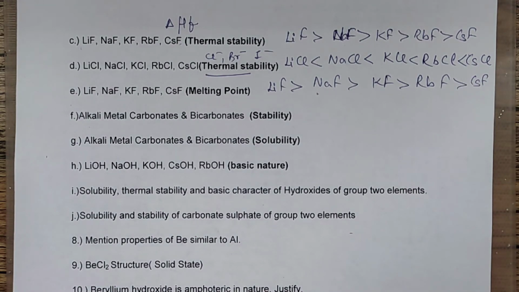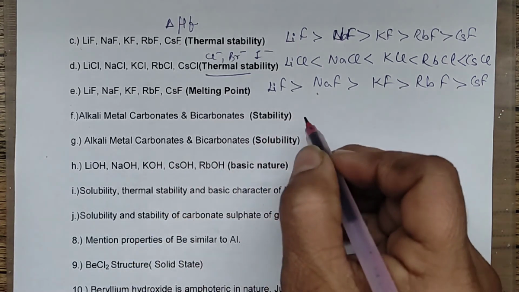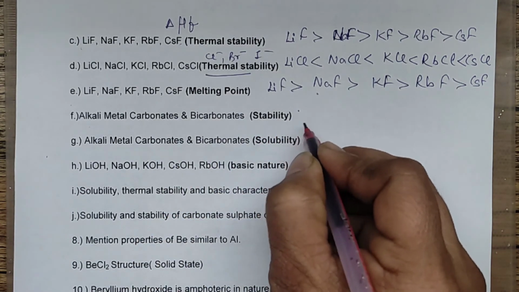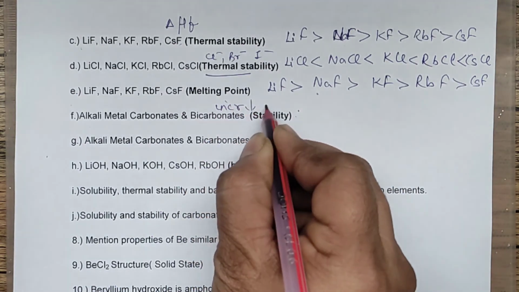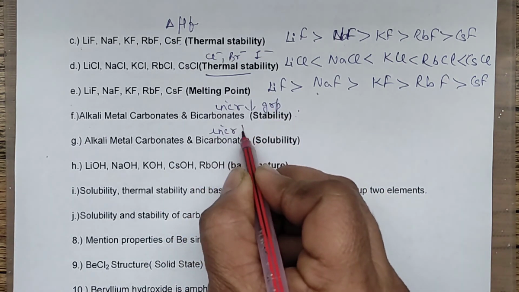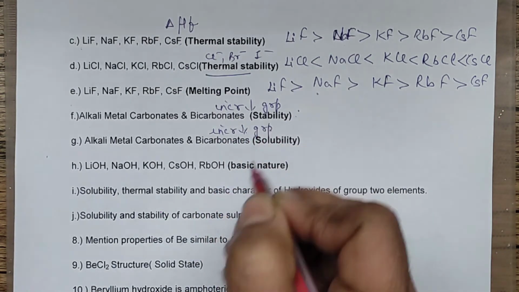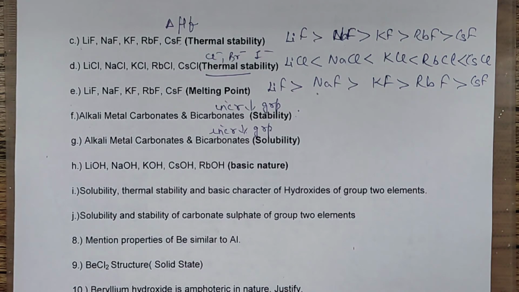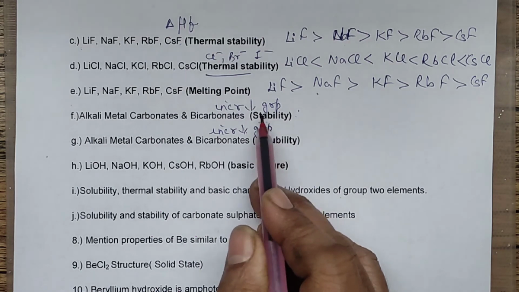Right? Then we come to the stability and solubility of carbonates. For alkali metal carbonates and bicarbonates both, the stability and solubility increase down the group. Stability increases down the group. Same is for solubility also. It increases down the group. Right? Suppose I take a particular example of carbonate only. Stability we are saying is increasing down the group.